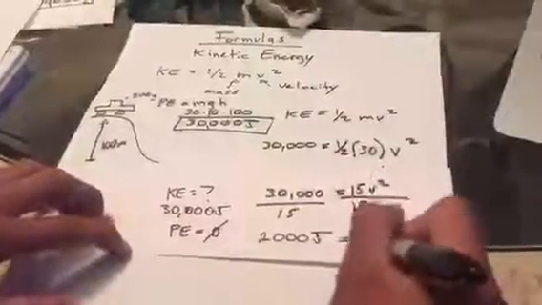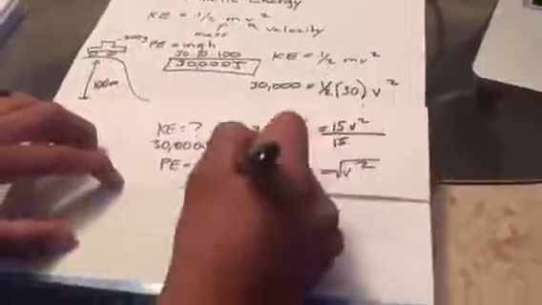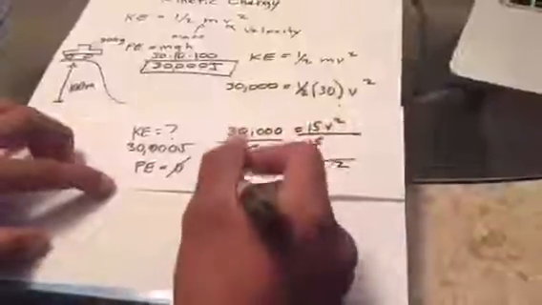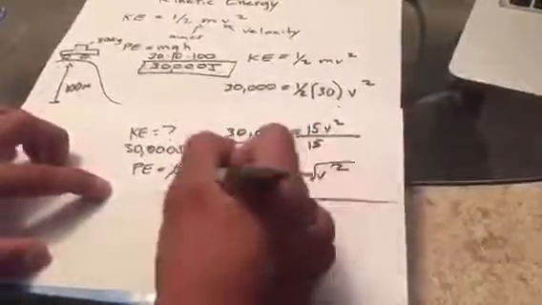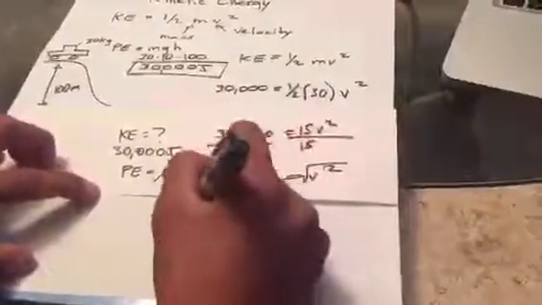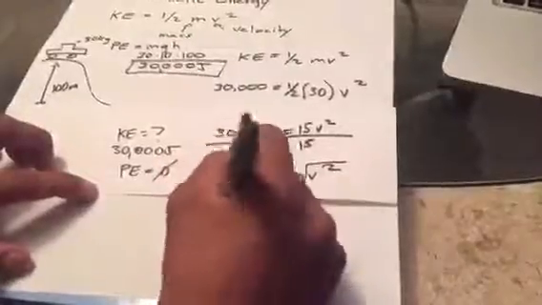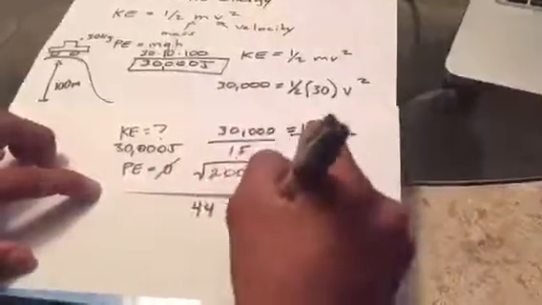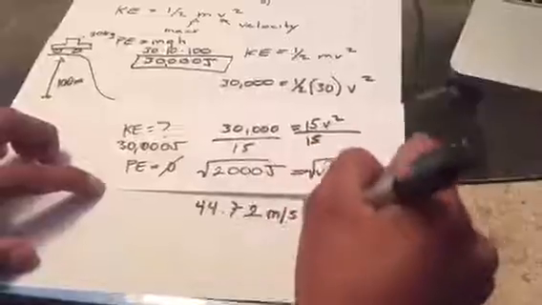Now what we have to do is isolate the v. So we square root it. And to find the square root of 2,000 is simple math, which is 44.72 meters per second. And that's our velocity.